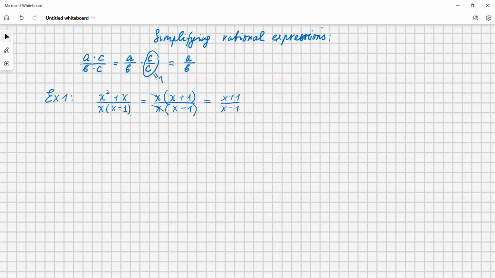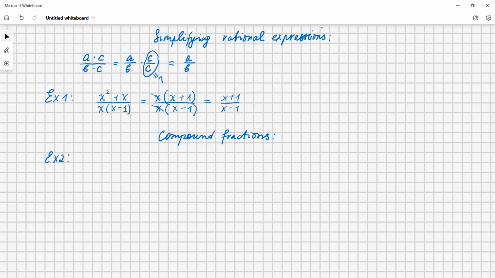Something more complicated. Compound fractions also require simplifying. What are compound fractions? Well, compound fractions are fractions where you have fractions in numerator and denominator, so more complicated fractions. I'm going to show you an example.